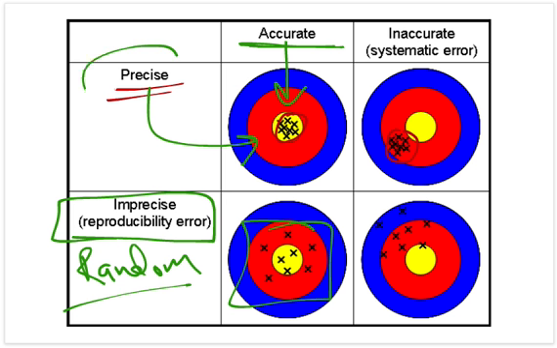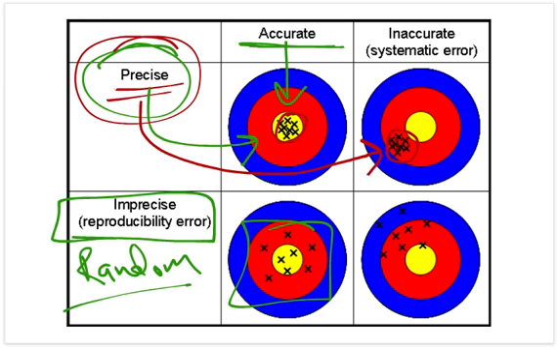Notice, sometimes we'll have very precise values that are reproducible. We get the same thing over and over and over again, but they are not accurate. They are inaccurate. That is sometimes called a systemic error. So there is something wrong with our process, is what systemic means. That's systemic error. There's something wrong with our process, which is why we are getting inaccurate but precise errors.